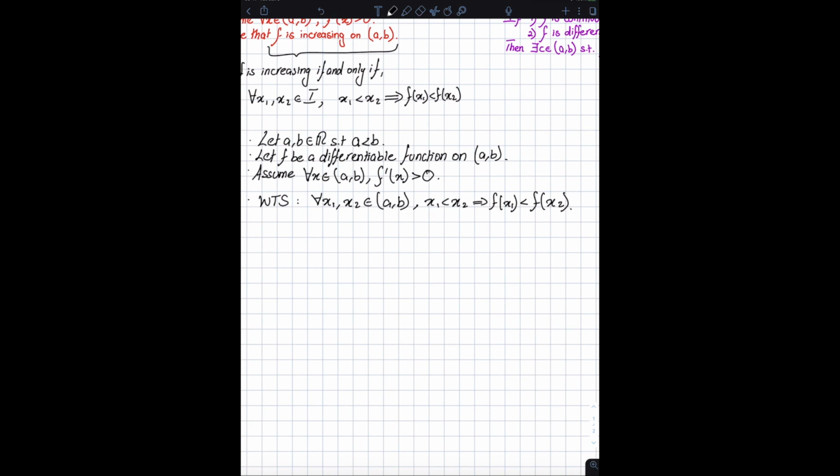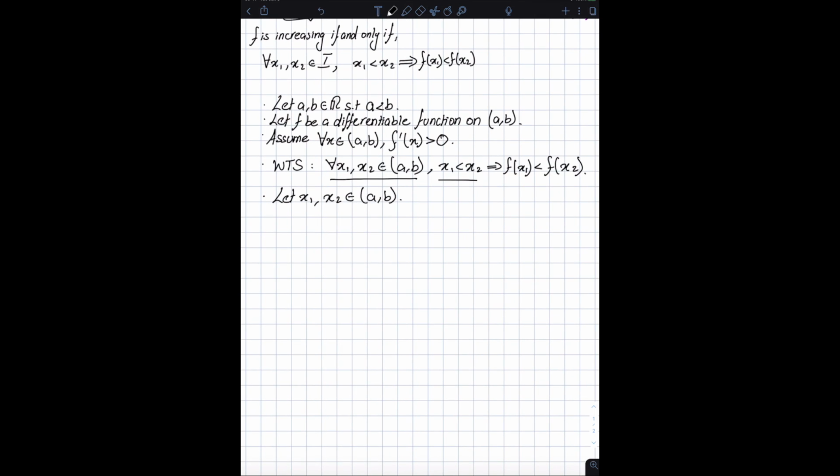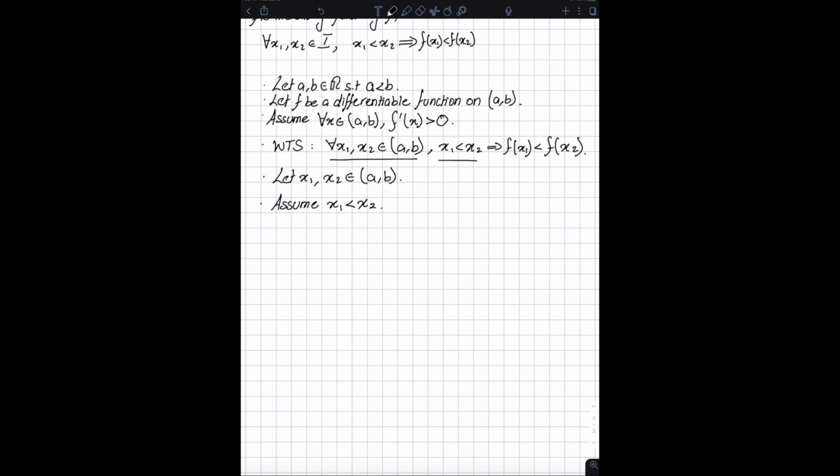Once again, I'll have to define these variables. I'll define that x1 and x2 be any two real numbers in the open interval (a, b). And of course, we can assume over here that x1 is less than x2. Now, this is a very, very critical point. At this point, we'll have to apply the mean value theorem on f.